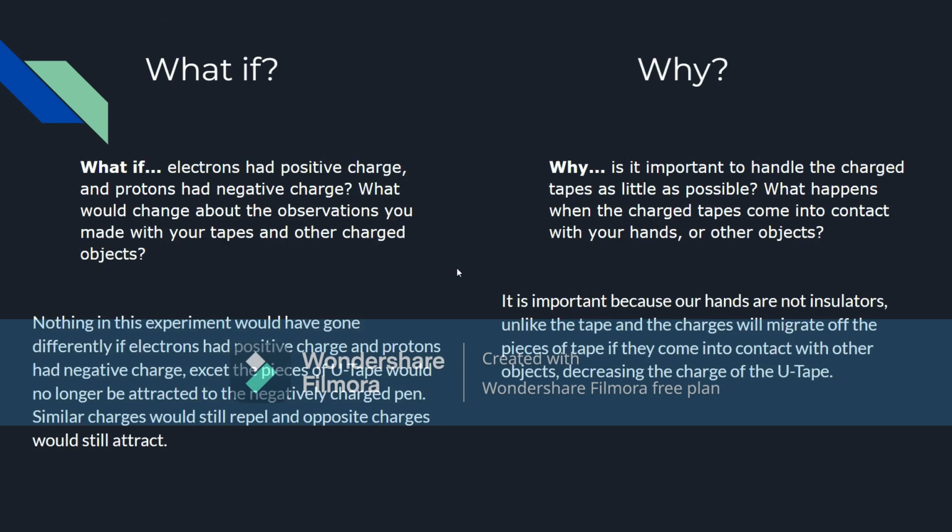What if? Nothing in this experiment would have gone differently if the electrons had positive charge and the protons had negative charge, except the pieces of U-tape would no longer be attracted to the negatively charged pen. Similar charges would still repel and opposite charges would still attract. Why? It is important because our hands are not insulators, unlike the tape, and the charges will migrate off the pieces of tape if they come into contact with other objects, decreasing the charge of the U-tape.